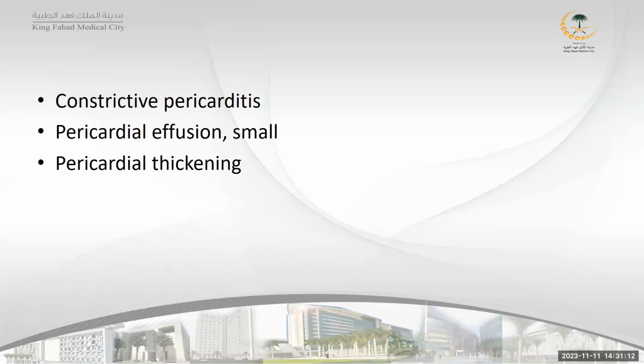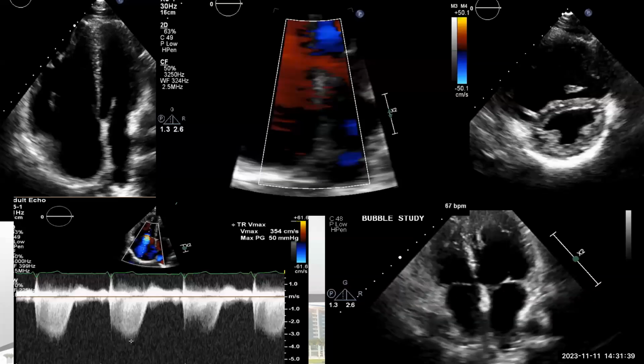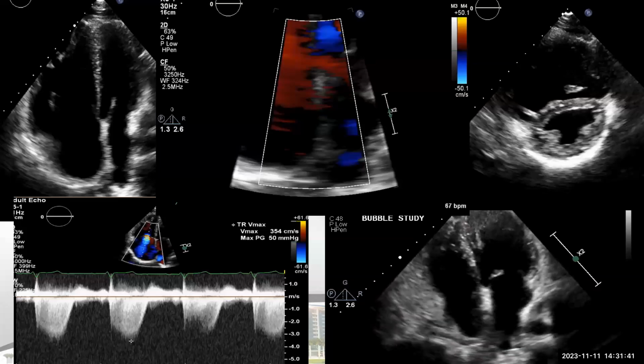As we see here, pericardial effusion small and thickening. It's very common to bring you calcification around the pericardium or thickening, like in this case, and sometimes effusion, because we have what we call acute effusive constrictive pericarditis. That means you have acute effusion causing constrictive physiology, and usually it is a benign cause if you treat the pericardial effusion very well. Okay, next.